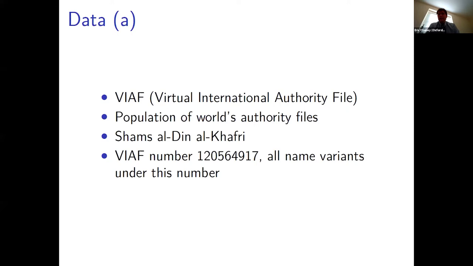Ultimately, you can think of authority files as follows. In any individual library, the Library of Congress, La Biblioteca Nacional de España, the National Library of Morocco, when they have works by a given author, they will create an electronic record for that author, which will have that author's name, in this case Shamsuddin Khafri, and then all of the variants of the name underneath that heading. Those are called authority files.